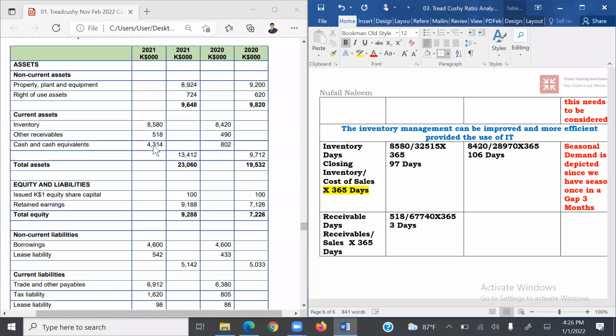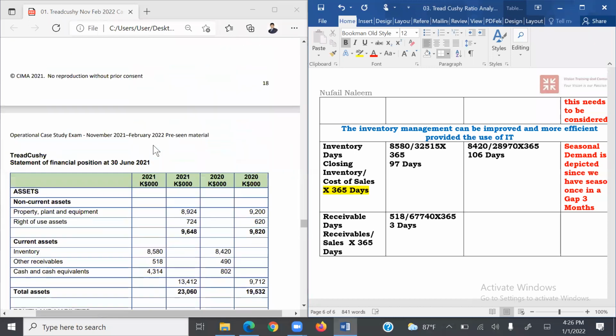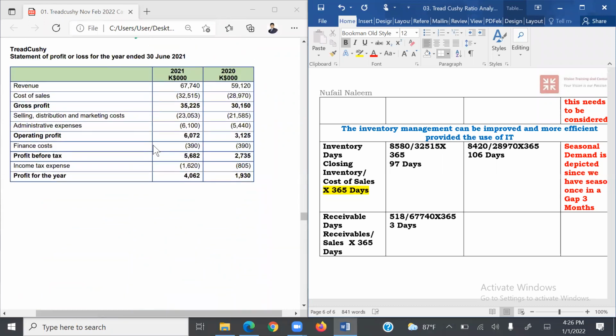It's not a difficult one. It's basically 490 divided by, students, if you see, 59,120 into 365, that's again effectively giving you 3 days. So 490 divided by 59,120 into 365. So it's again giving you somewhere around 3 days. Students, are you getting that application properly, students?